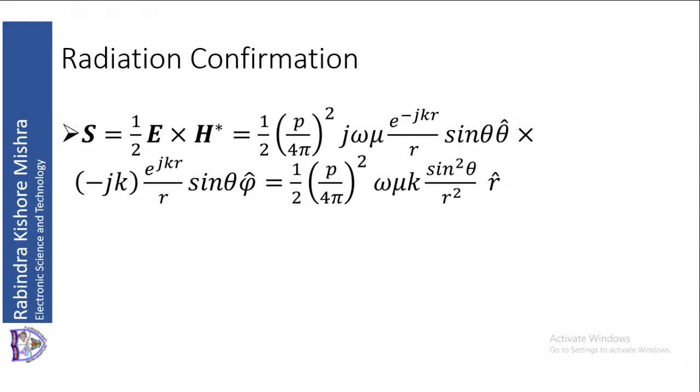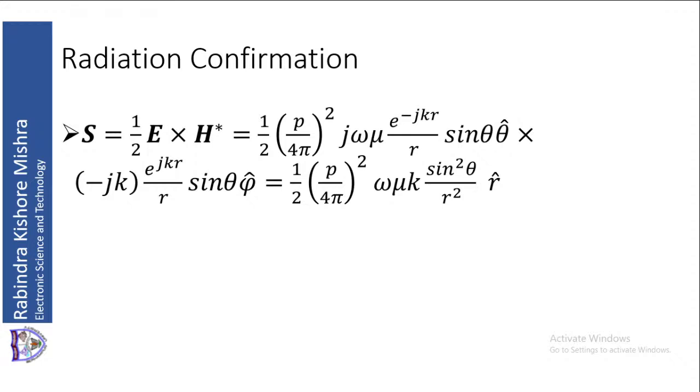Now you know theta cap cross phi cap is equal to r cap. So that will be r cap. Now sin theta into sin theta will be sin square theta. In the denominator we will have r square. In the numerator, exponential minus jkr into exponential jkr will cancel out. So that will leave us 1 by 2 into P by 4 pi whole square into omega mu into k into sin square theta by r square into r cap.